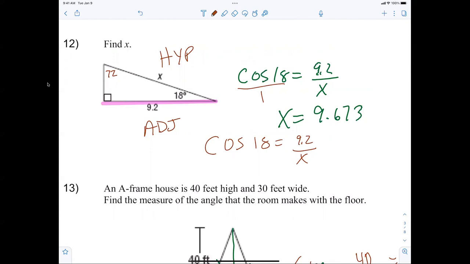Anybody? Now, if you want, it wouldn't be a bad idea, if you missed that problem, to plug those numbers in and make sure you're good.